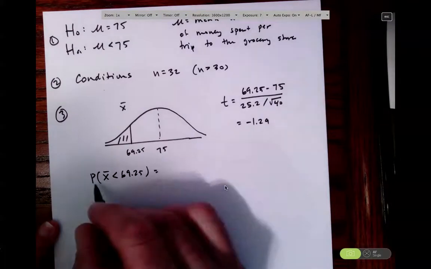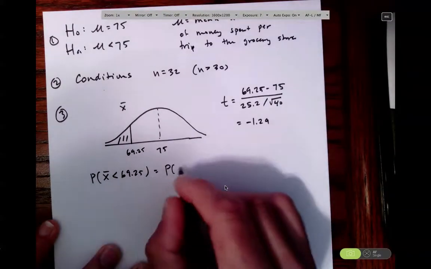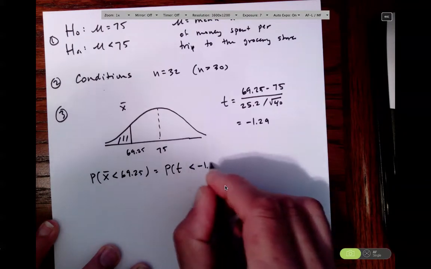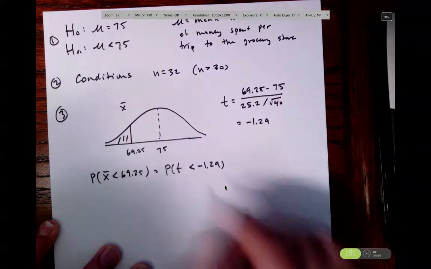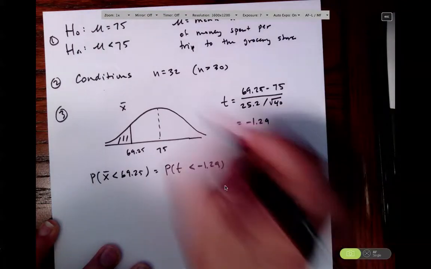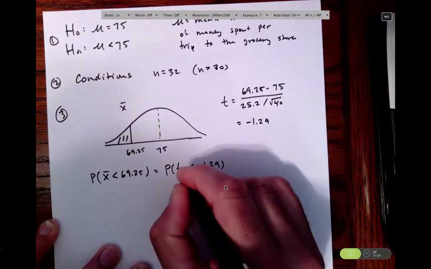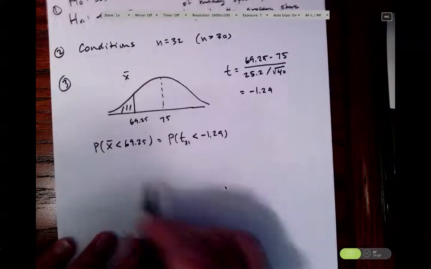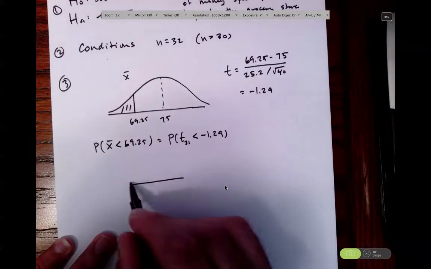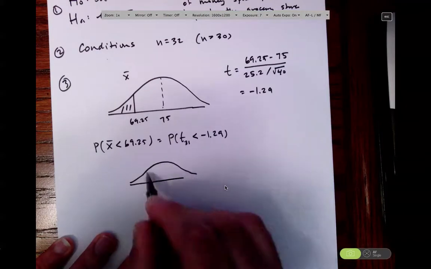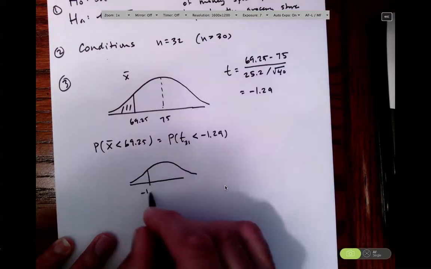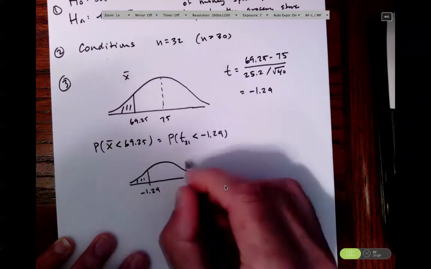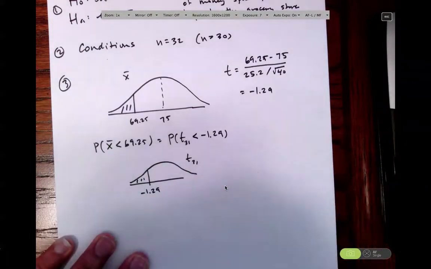To find this probability, all we have to do is find the probability of getting a t-statistic that is less than negative 1.29. We also need degrees of freedom on this one. We had a sample size of 32, so we're going to end up with 31 degrees of freedom. So on our t-distribution, we're looking for the probability that we're going to get a t-statistic below negative 1.29. This is the t-distribution with 31 degrees of freedom.